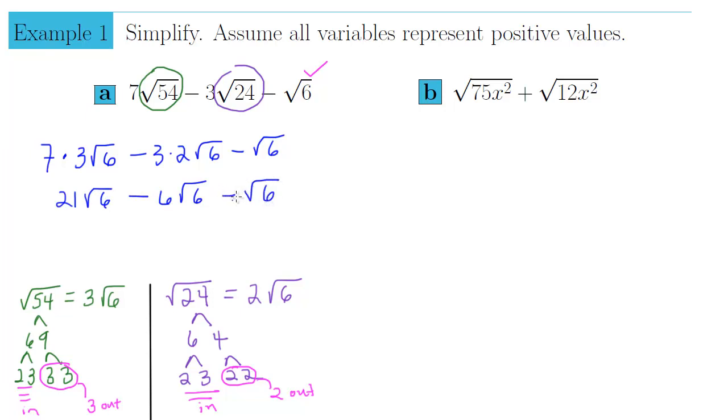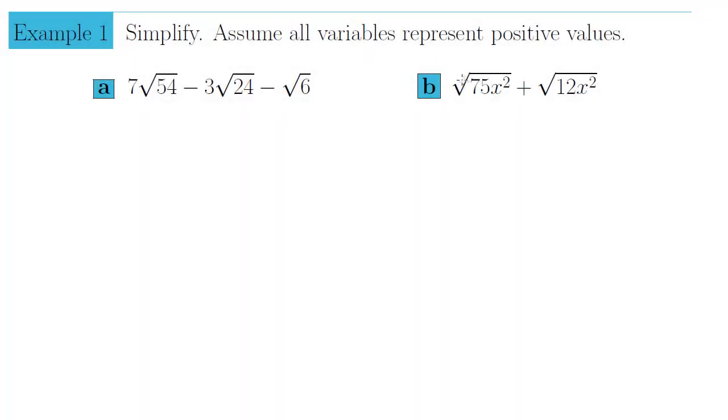And you want to think of this minus as a minus 1 root 6. So altogether I have 21 root 6s minus 6 root 6s, right? So that's going to give me 15 root 6s. But then also I have to subtract this last one, which is going to give me 14. So 21 apples minus 6 apples minus another 1 apple is going to leave me with 14 apples. In this case, my apples are root 6s. So there's your simplified result.